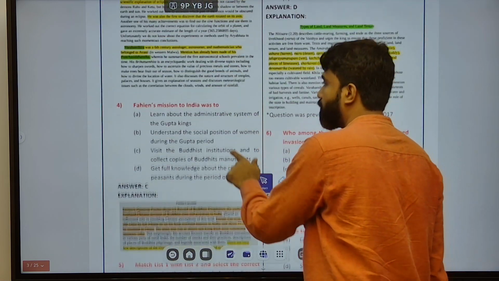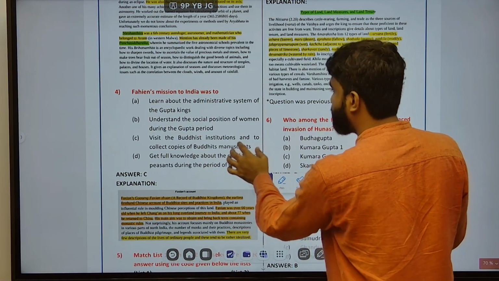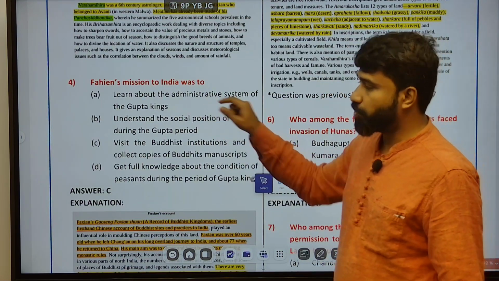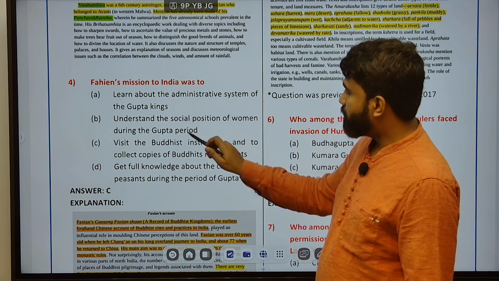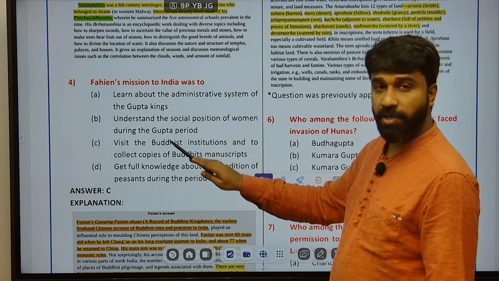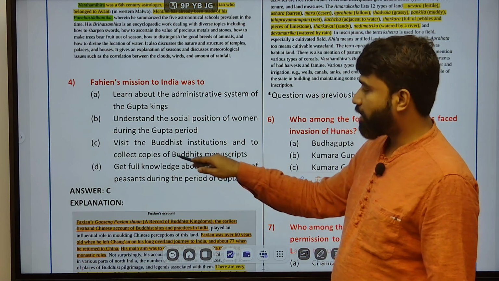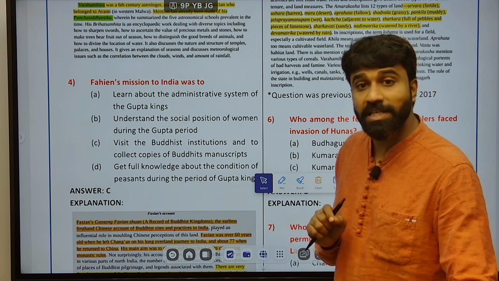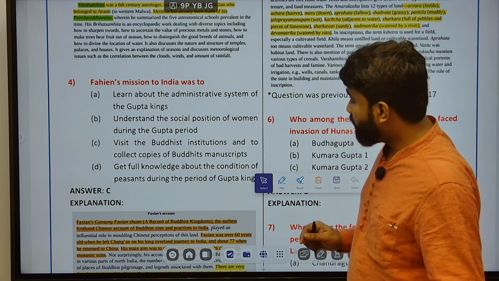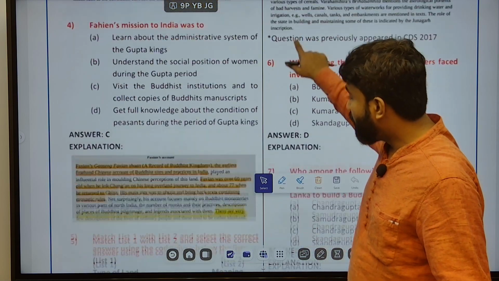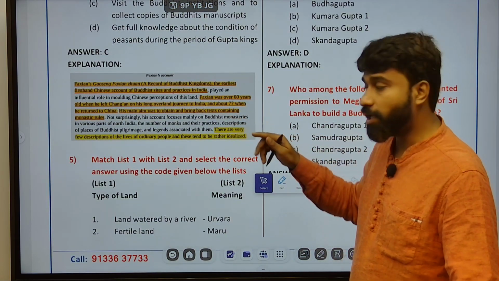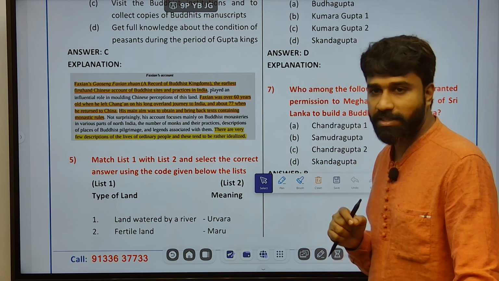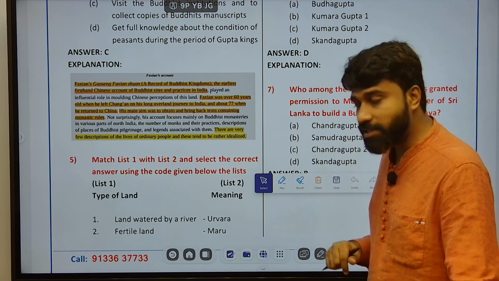Next, coming to the fourth question, here I will enlarge it a little bit. Fa-Hien's mission to India was to learn about the administrative system, no. Understand the social position of women, no. Visit the Buddhist institutions and collect copies of Buddhist manuscripts, that is true, because he came exclusively for that purpose. He came here around the age of 60 and stayed until the age of 77, around 15 to 17 years in India, to collect the Buddhist chronicles and literary texts, and he took them back to China also.